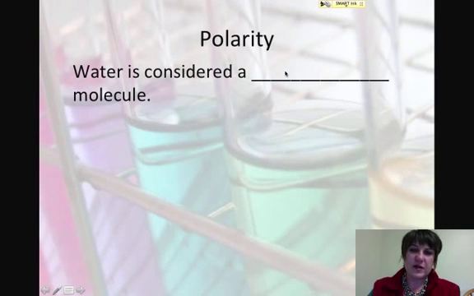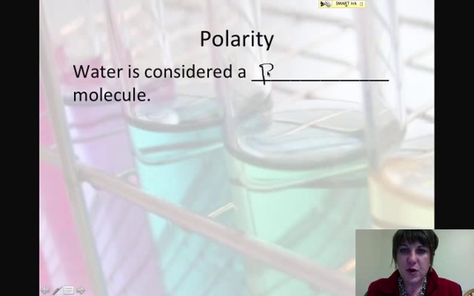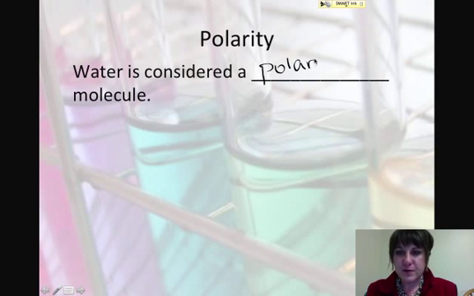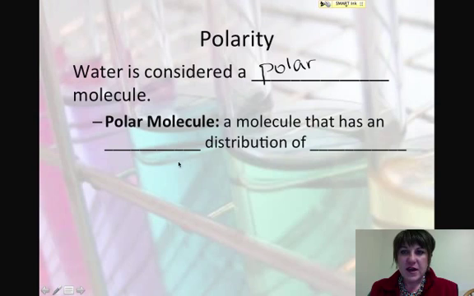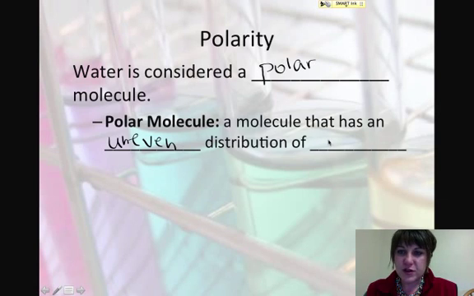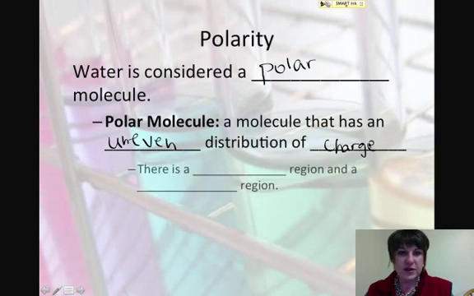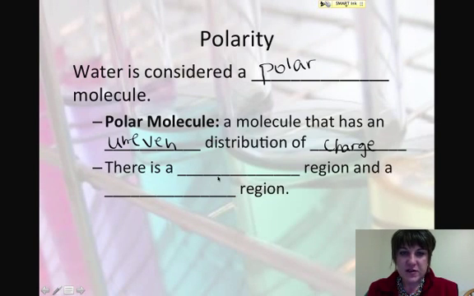Water is considered to be, what do you guys think? Do you remember? Is it polar or is it nonpolar? Think way back, before Christmas. We learned that water is considered to be a polar molecule, right? Because it has an uneven distribution of the electrons in that molecule, an uneven distribution of charge. Therefore, it is considered to be a polar molecule. There's a positive region and a negative region in the water molecule.